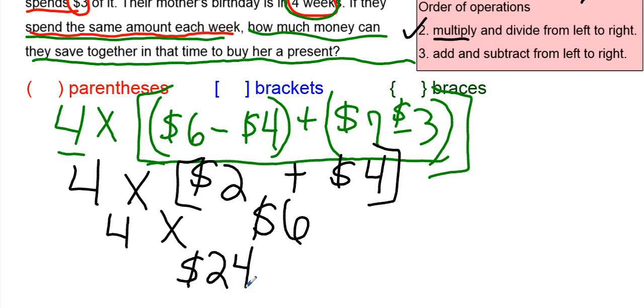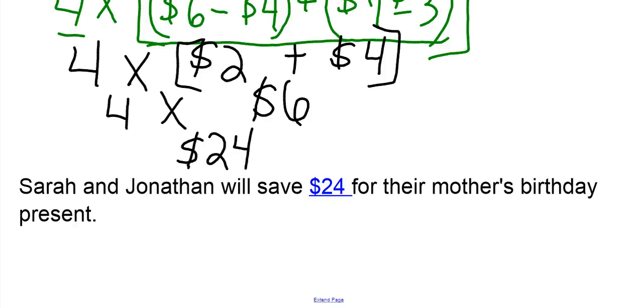And so when I'm answering how much money can they save in the 4-week time span, they will be able to save $24. And I will show that by saying Sarah and Jonathan will save $24 for their mother's birthday present. That's the question that we needed to answer.